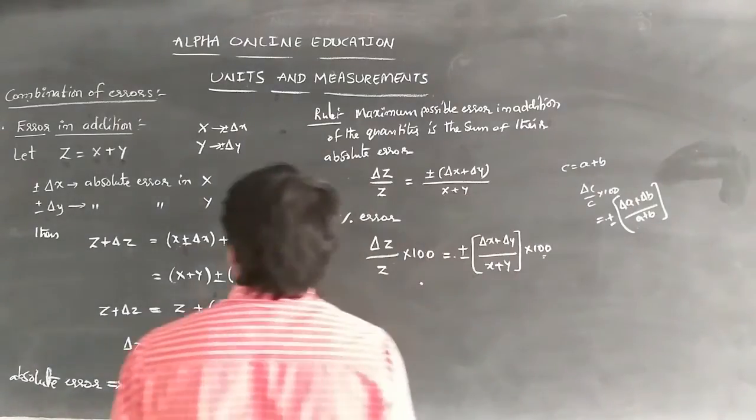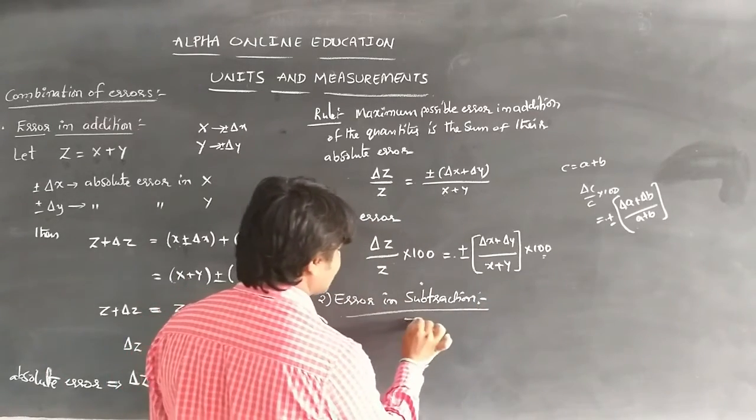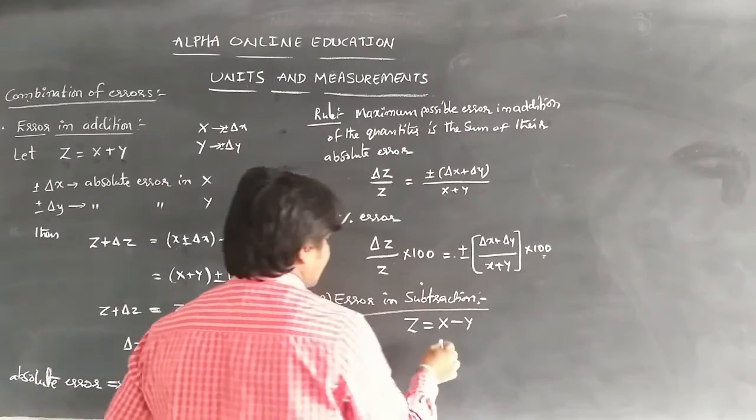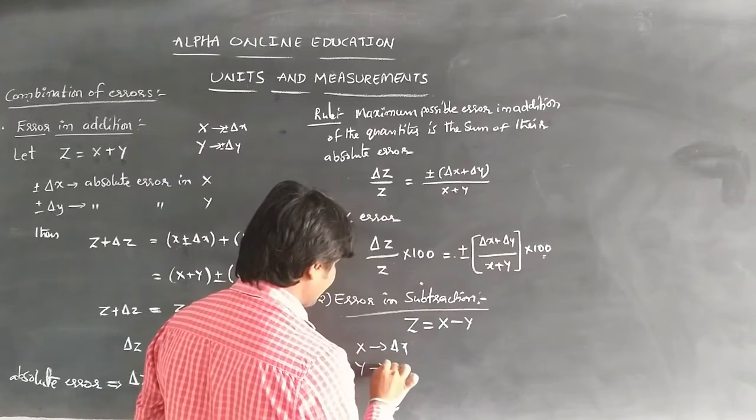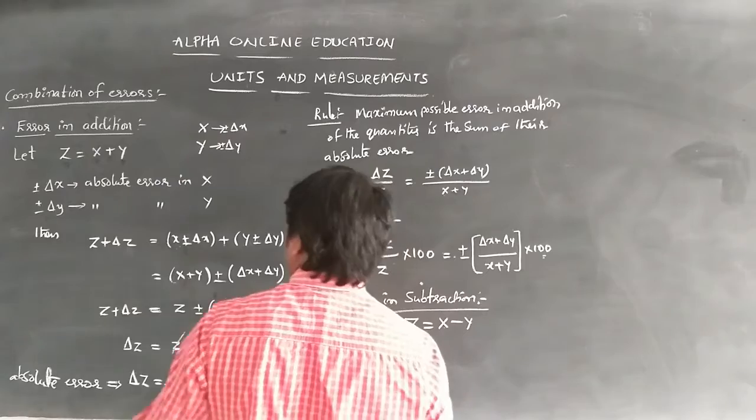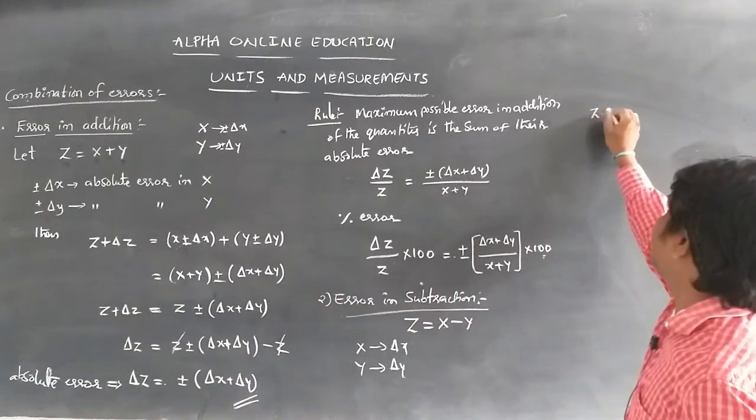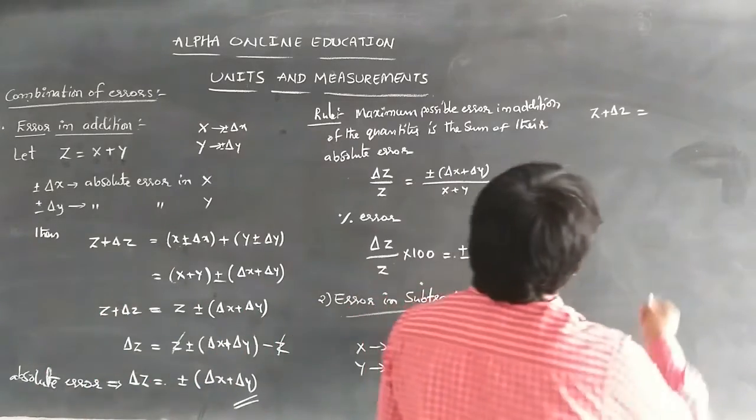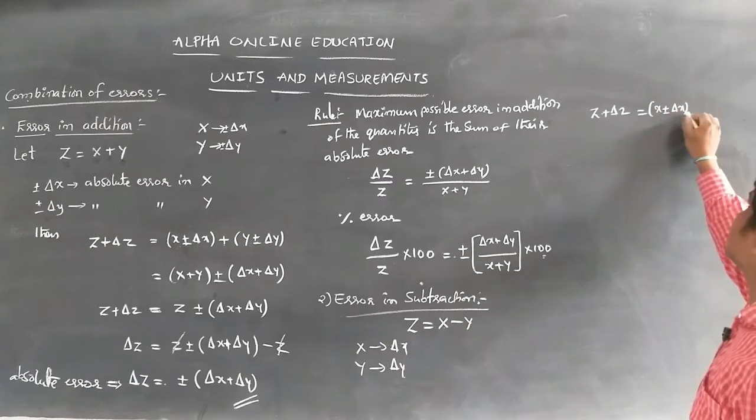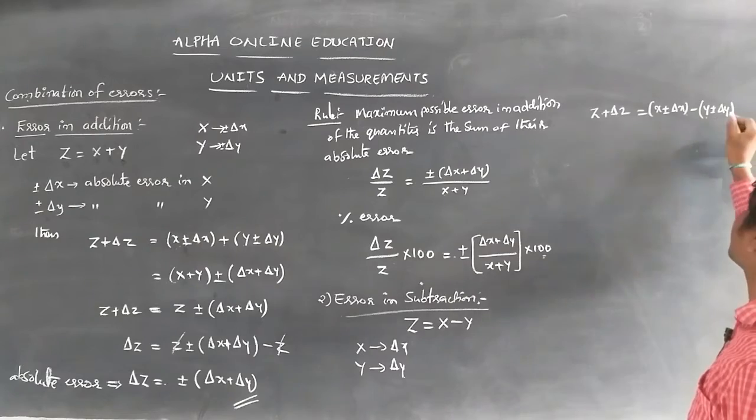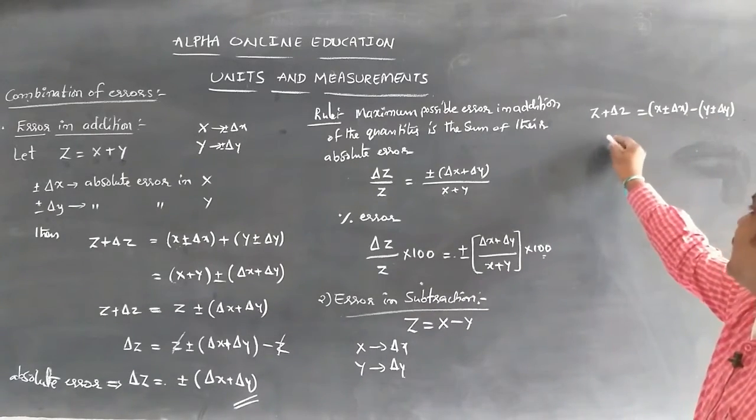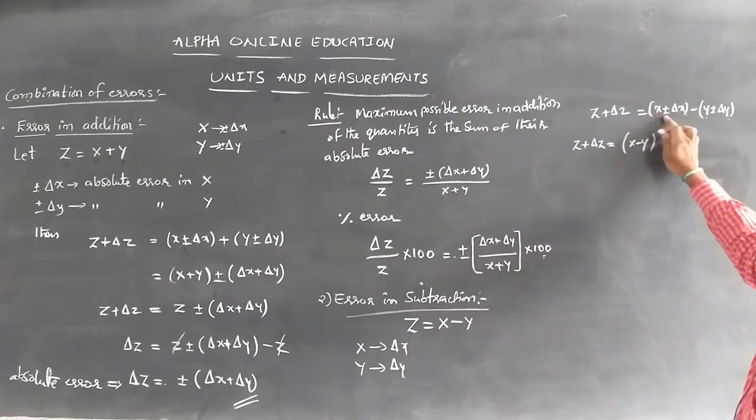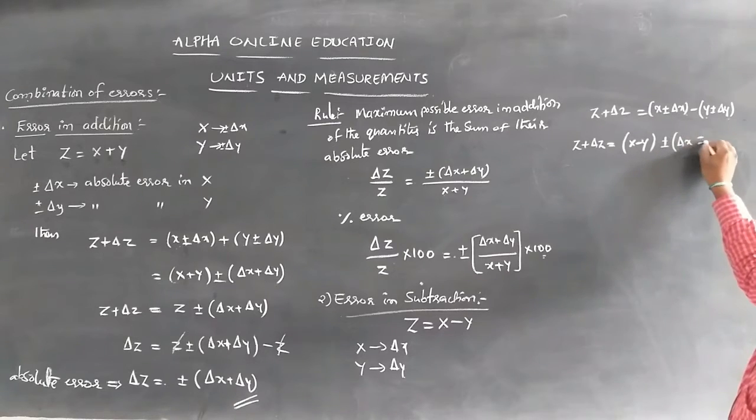Same as if in the case of error in subtraction. Let us take Z is equal to X minus Y. Same as before, the error in X will be delta X and the error in Y will be delta Y. So in this case, we can write Z plus delta Z, if we want to measure the errors, is equal to X plus or minus delta X minus Y plus or minus delta Y. So Z plus delta Z is equal to X minus Y, plus or minus delta X minus or plus delta Y.